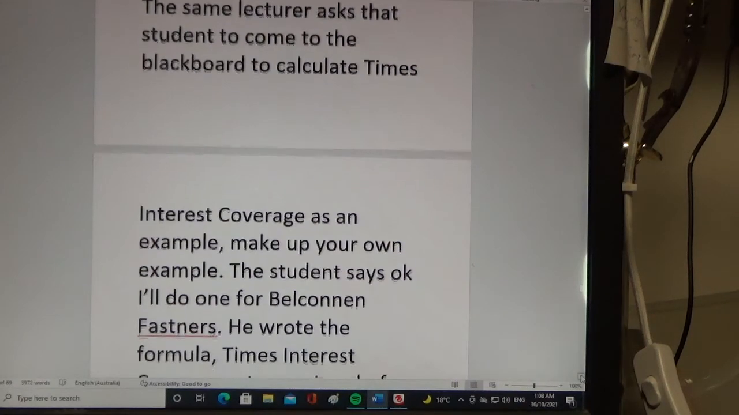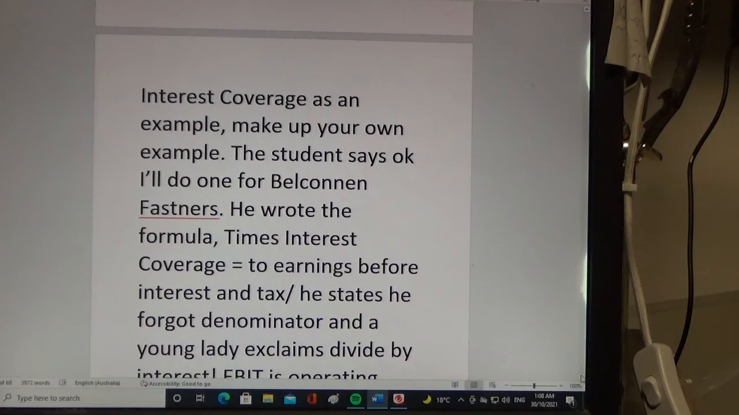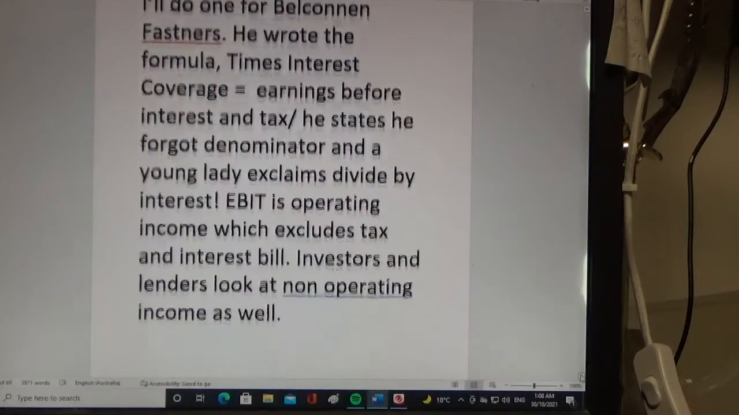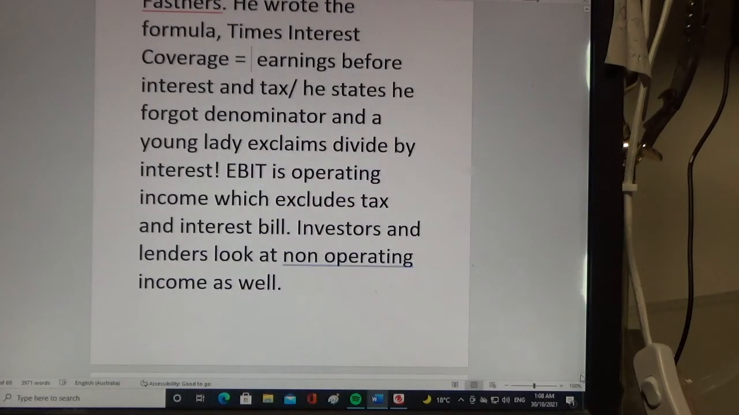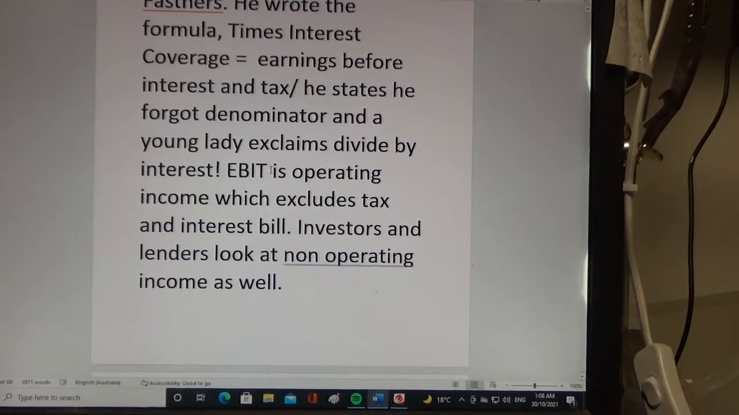The student says, okay, I'll do one for Belconnen Fasteners. He wrote the formula times interest coverage equals earnings before interest and tax, divided by, he forgets the denominator, and a young lady exclaims, divide by interest. EBIT is operating income, which excludes tax on the interest bill. Oh, sorry, that I should put, that's correct.